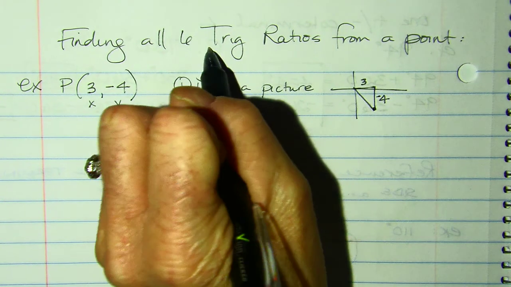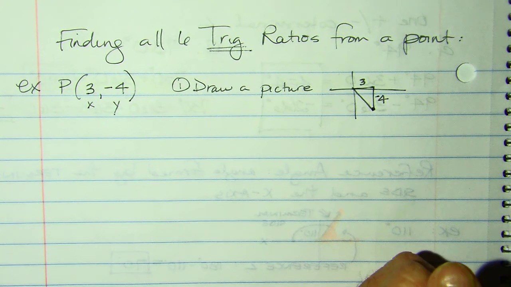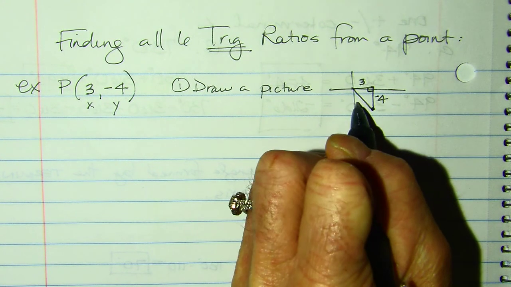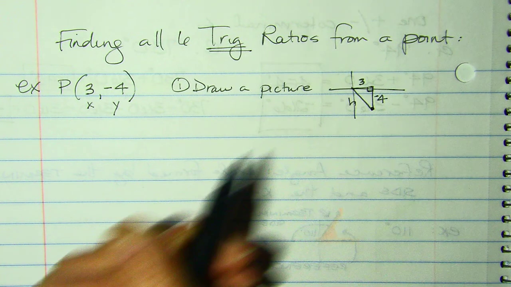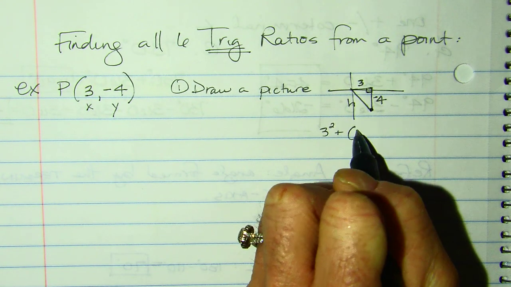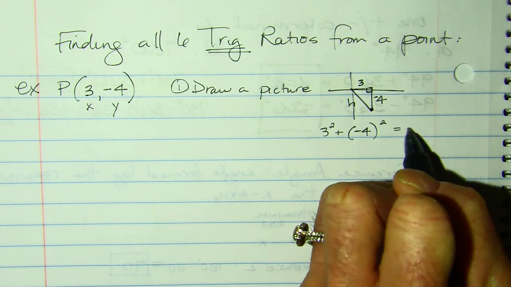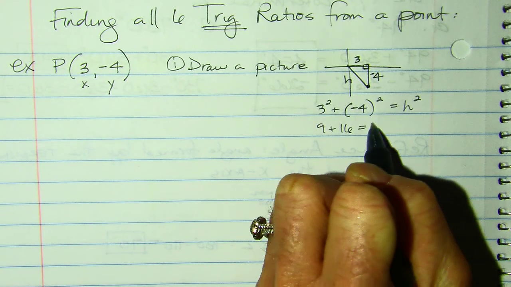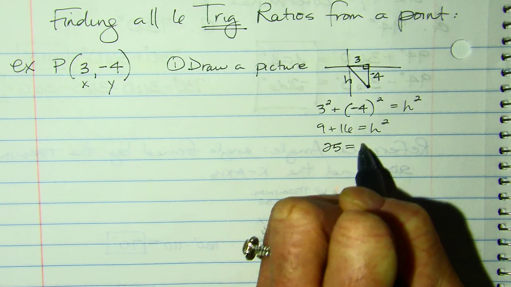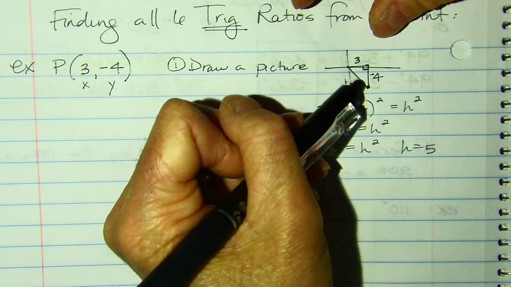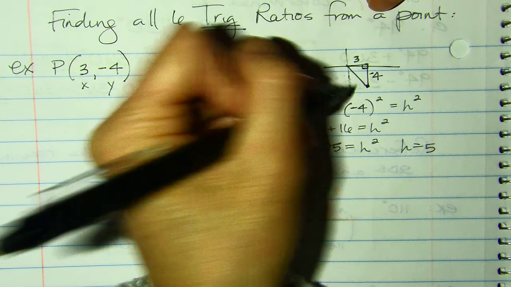Now, if I want my trig ratios, I need opposite, adjacent, and hypotenuse. So I'm going to need to find my hypotenuse, which is here. Right, this is my hypotenuse. And I would do that from 3 squared plus negative 4 squared equals my hypotenuse squared. So that gives me 9 plus 16 equals h squared. So 25 equals h squared. So my hypotenuse is 5. So I'm going to change this. I now know that this side here is 5.